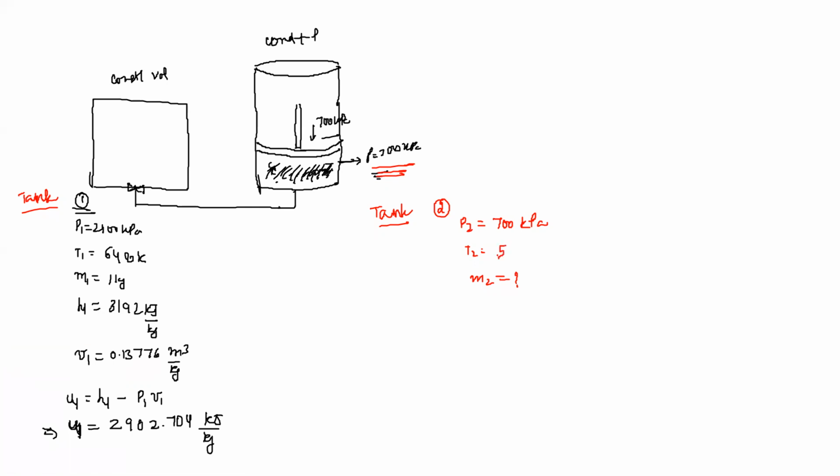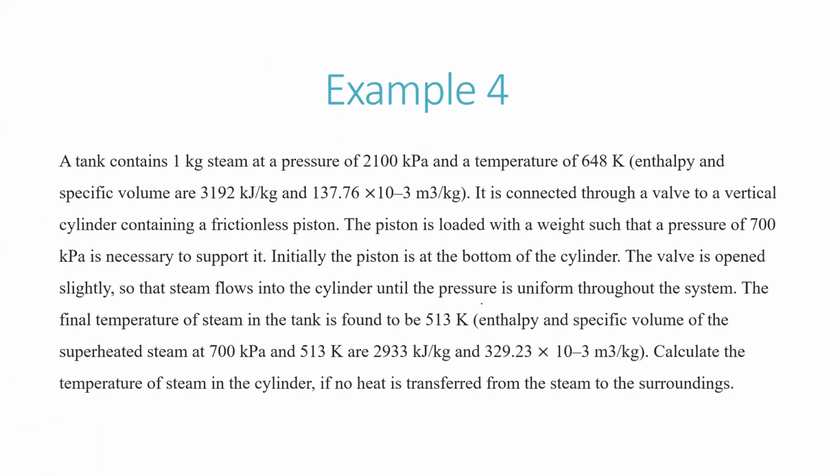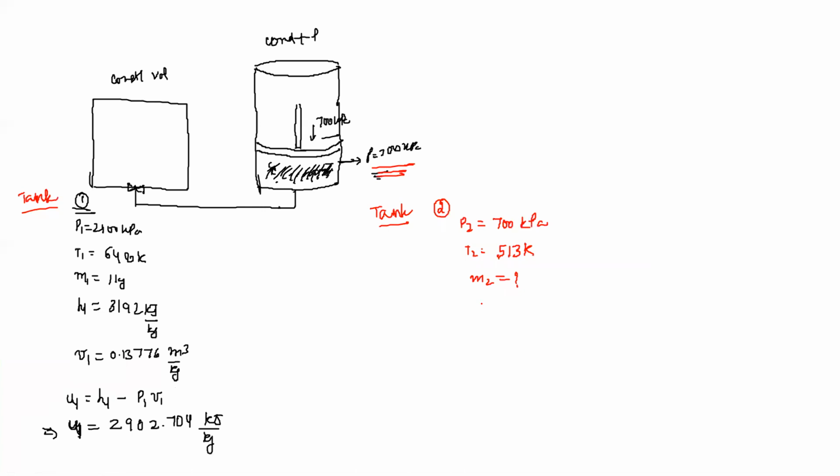So the final temperature is given to be 513 Kelvin. Once that is given, M2 we don't know for now. And then they have also given the specific enthalpy and specific volume at this particular point. So H2 they have given us 2933 kilojoule per kg, and V2 they have given as 0.32923 meter cube per kg.